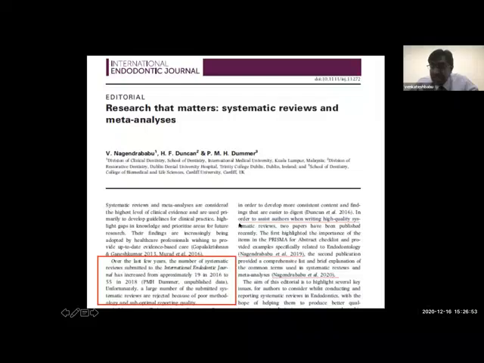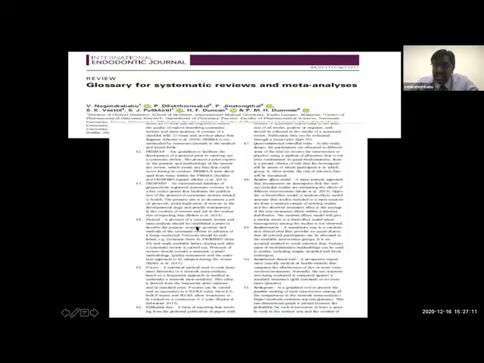Then this particular editorial, published in the International Endodontic Journal, mentions a few factors which help you produce a high quality manuscript. This one also was published in the International Endodontic Journal, where we wrote the glossary, meaning the most common terms used in writing your systematic review and meta-analysis. We captured around 7 items, and for each item we have given the explanation in simple terms so that it will be useful for beginners to understand each parameter.